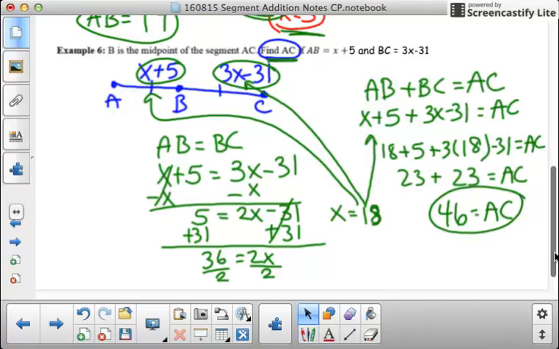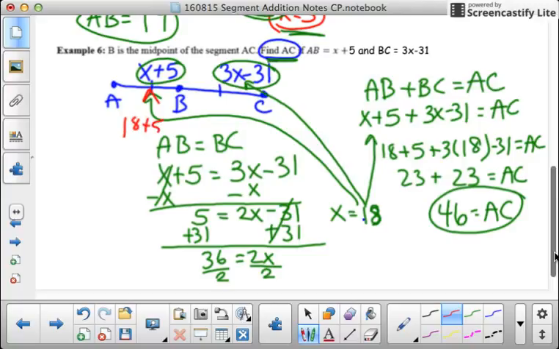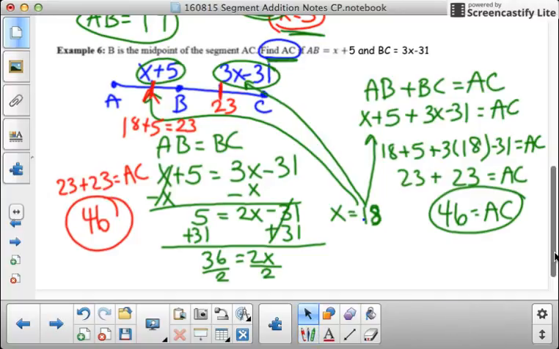Another way you can do this is say, well, this is 18, so I'm going to take this 18 and plug it in here. Well, what's 18 plus 5? I already know it's 23. Because these are the same length, this has to be 23. And then I can just say 23 plus 23 is equal to A to C. Either way you do it, you will get 46.